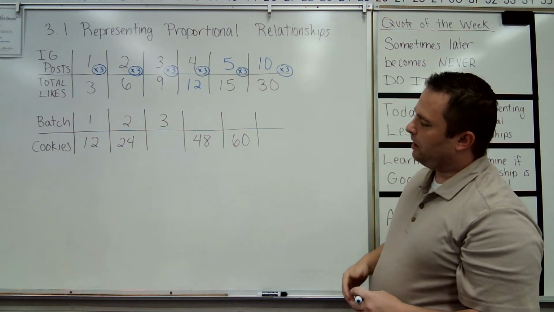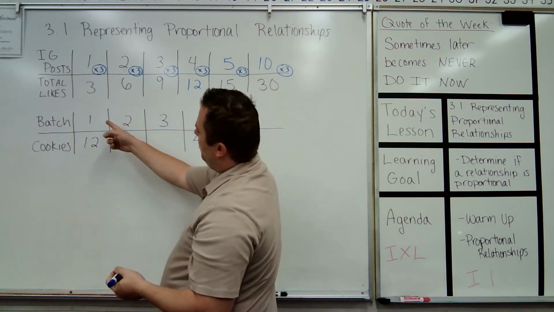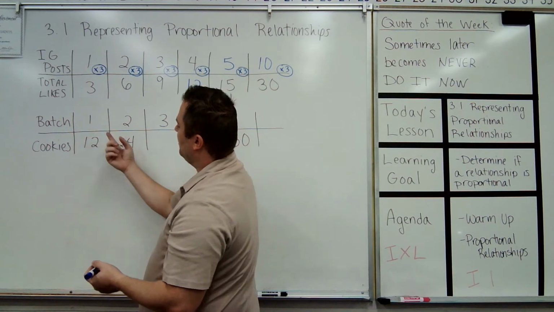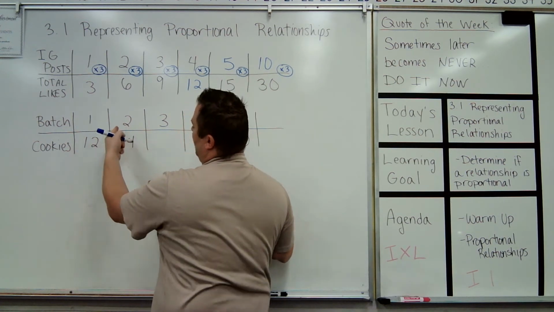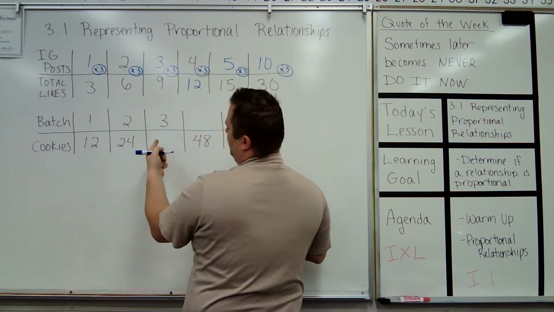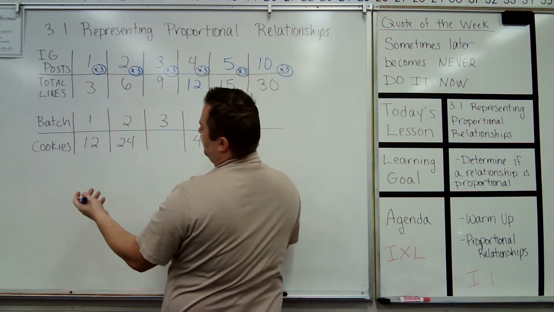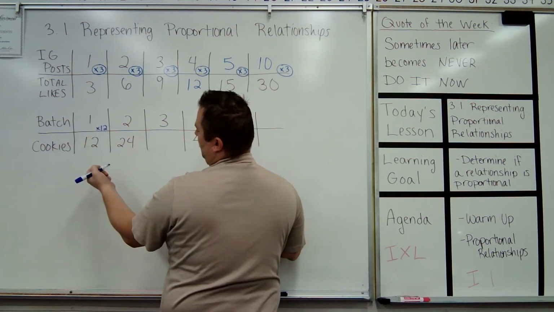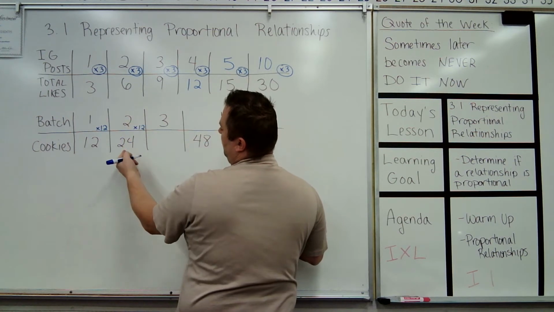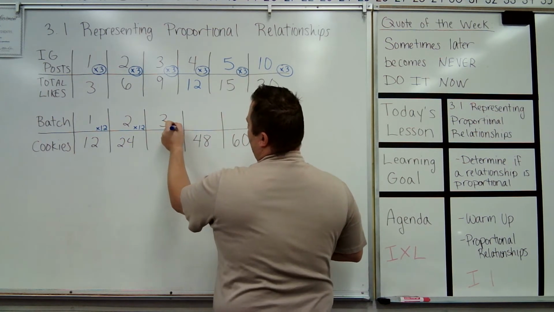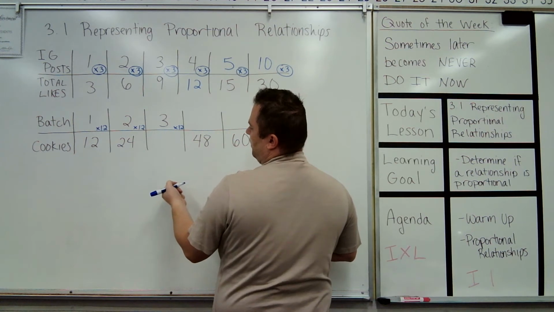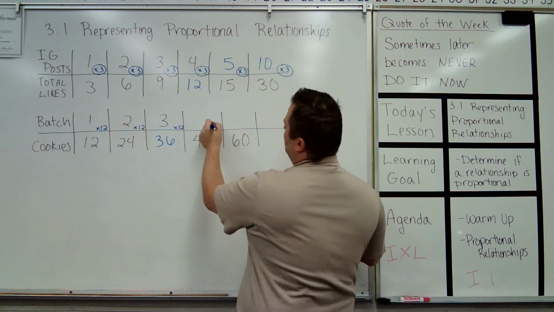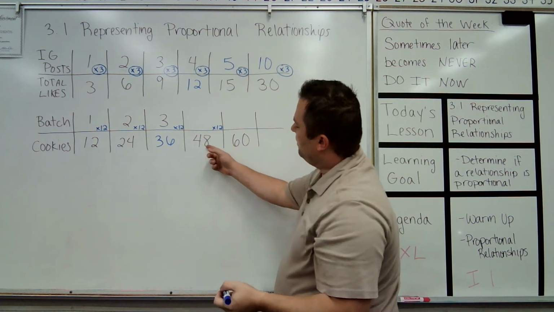Well, let's take this bottom example. If I make a batch of cookies, it yields 12 cookies. That means 1 batch makes 12. 2 batches makes 24. 3 batches makes, well, let's look at the relationship. Some number times 1 will get me to 12. So 1 times 12 will get me to 12. 2 times 12 will get me to 24. 3 times 12 will get me to, that's right, 36. Something times 12 will get me to 48.